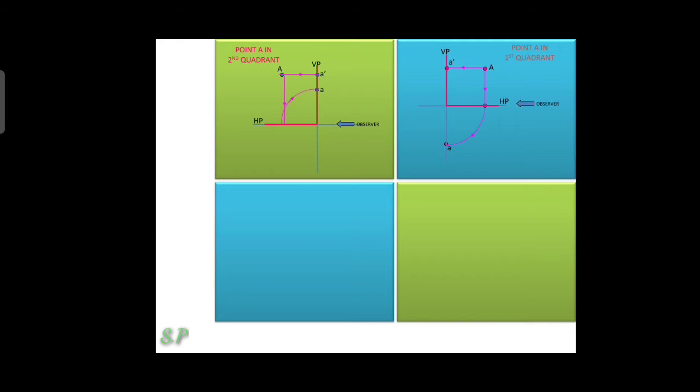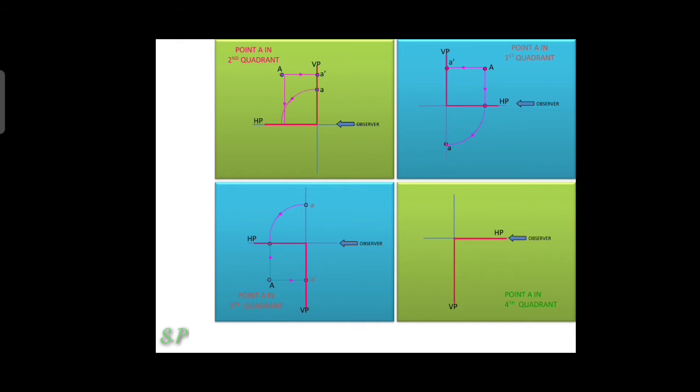Next, a point A in the third quadrant. You watch this point from the front view. The front view point will appear on the VP plane, so that is the front view A dash. The point A is watched from the top view, and you get the top view image on the HP plane. For representation purposes, we rotate the HP plane 90 degrees clockwise. So the top view point becomes above the reference line. So that point is A.